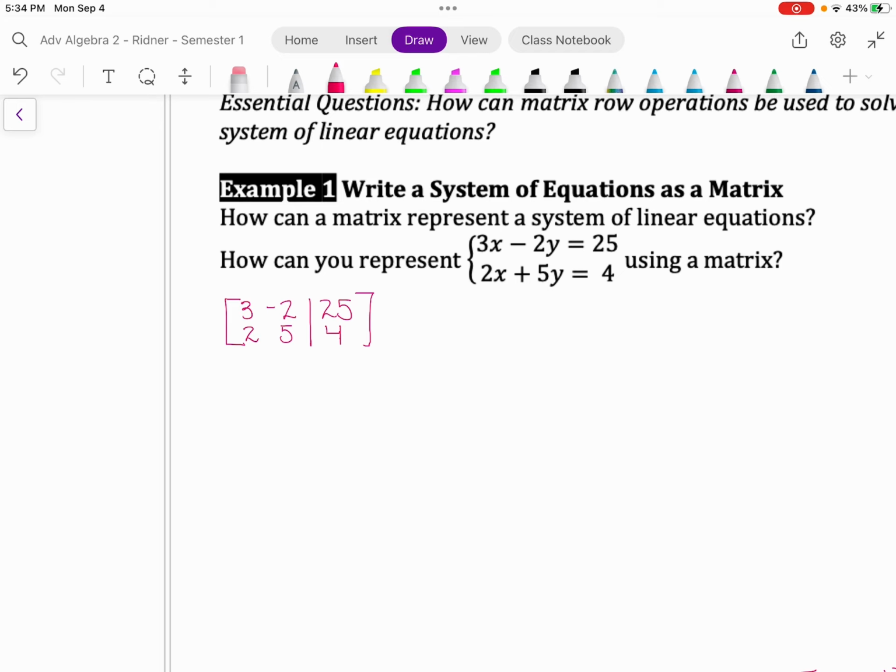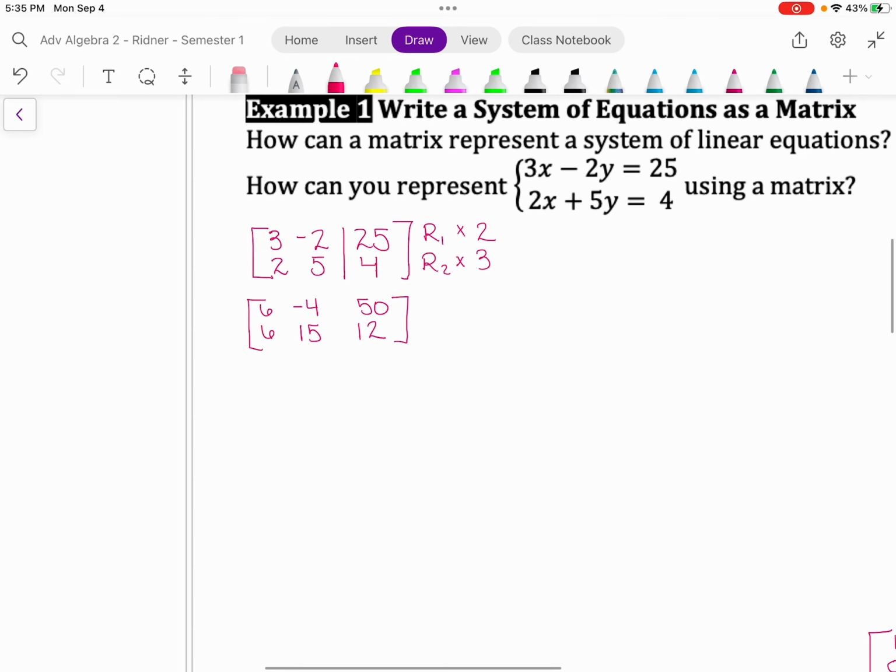So first thing I'm going to do is multiply row 1 by 2. So I'm going to double everything in row 1. So I'll get 6, -4, and 50. And then in row 2, I'm going to multiply by 3. So I get 6, 15, and 12. So you'll notice that our first column there is getting closer to looking like something we can eliminate. So I'm going to then in the next one do row 1 minus row 2.